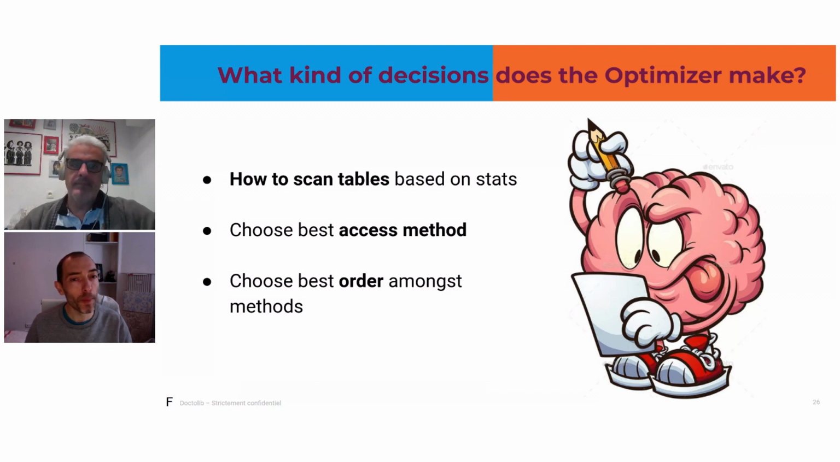So would you sum up for us what kind of decision the optimizer takes, please? Yes. So we saw right here at this point how to scan tables based on statistics that we have, how we choose the best access method, and how to choose the best order amongst methods, because we have sometimes to use several methods. So that's what we have at this point.